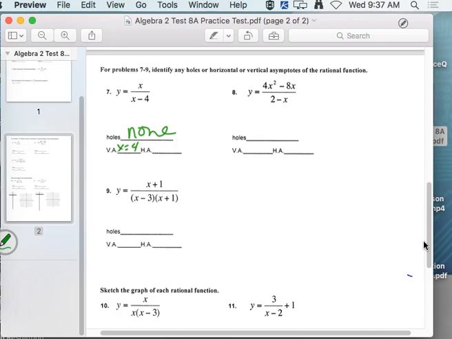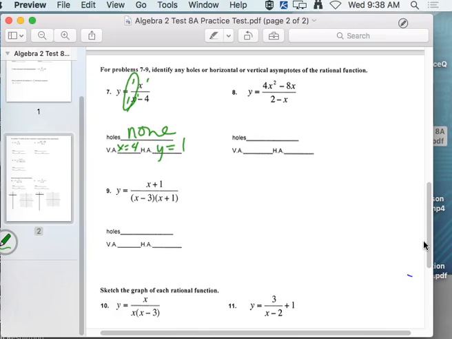How do we find out about horizontal asymptotes? What do we check for horizontal asymptotes? Powers. What do we do when they're the same? Funky fraction.